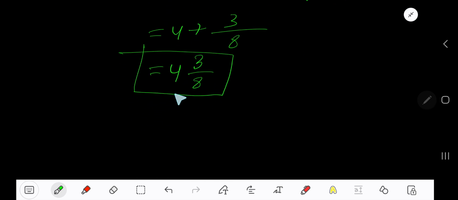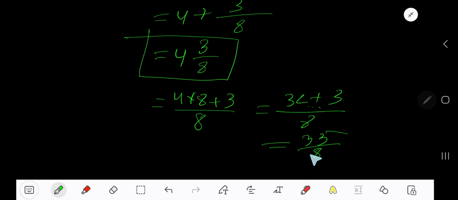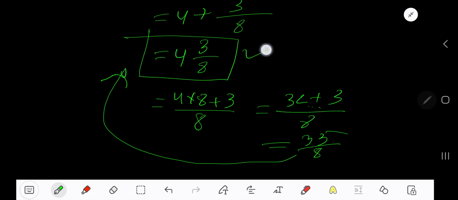You can also convert this mixed number to an improper fraction. So how to do that? Just multiply the denominator with this whole number. 4 times 8, add this numerator, take the same denominator. So you are getting 32 plus 3 over 8. So what is that? We are getting 35 divided by 8. And if you convert this improper fraction to a mixed number, then you will get this. Actually, we write the answer in mixed fraction.